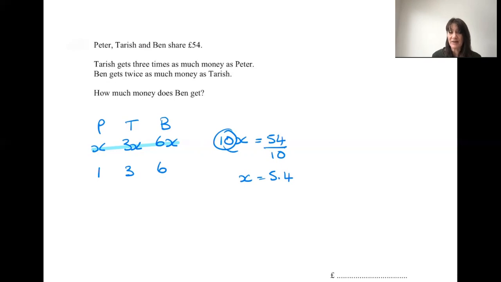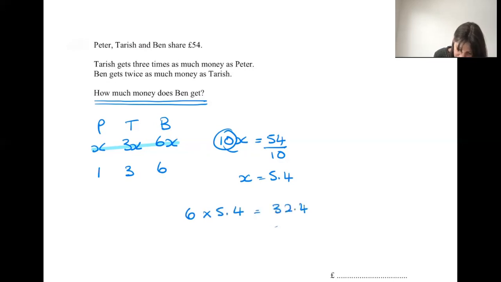He gets £5.40. But I go back, read that last line, check again to see what it is I'm supposed to be doing. They want to know about what Ben gets. So Ben is getting 6 times 5.4, which is 32.4. Make sure you show your answer as money. That's £32.40. Remember the pound sign if they haven't given it to you.